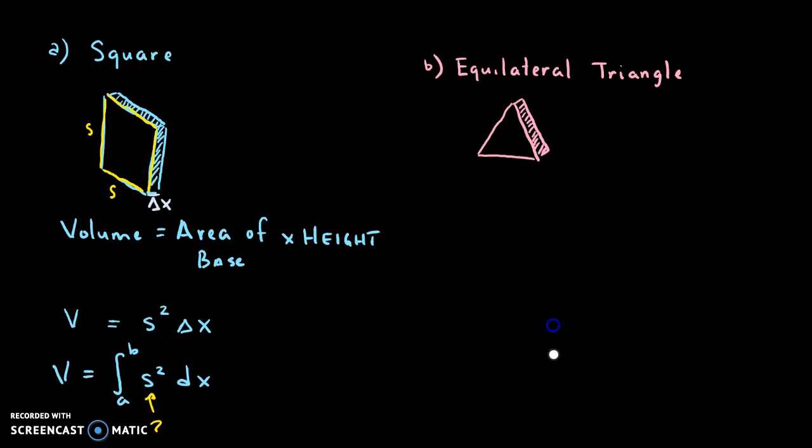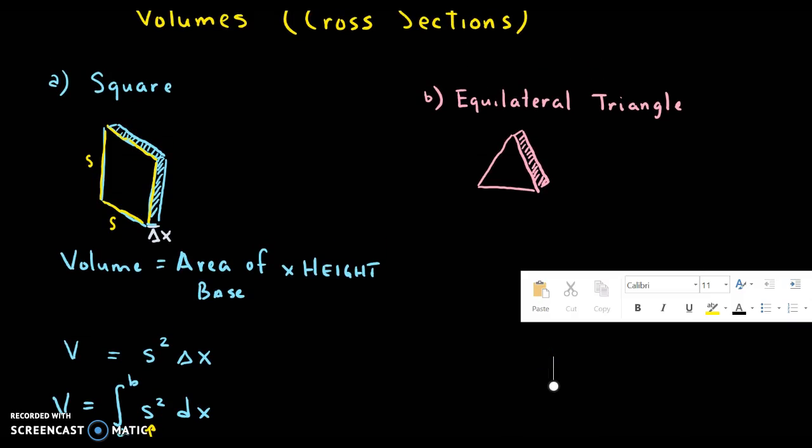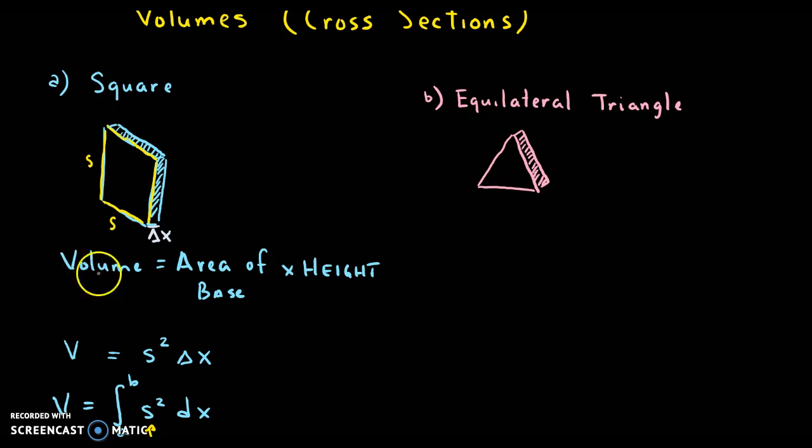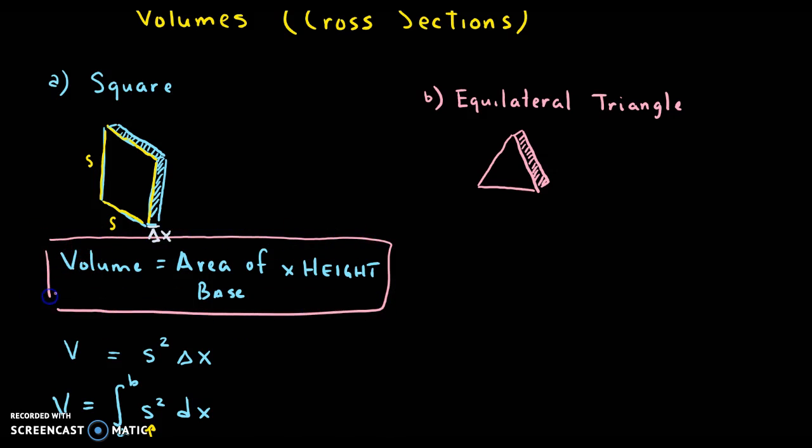Let's jump over to the equilateral triangle. And again, we're going to use this same idea here, that the volume is equal to the area of the base times the height. Alright, so let's jump over to the equilateral triangle now. Again, let's call this s. But if it's an equilateral triangle, that means that all sides are the same. So that means this also has to be s. And let's also add some width to it, some depth. So we're going to say that this width, or this depth, is delta x.